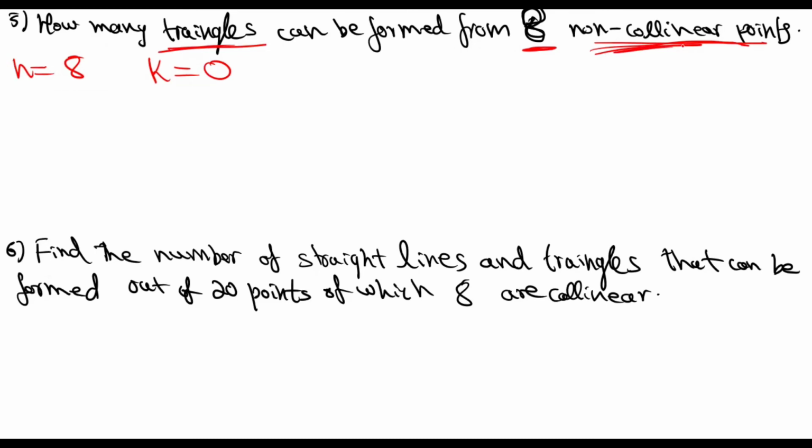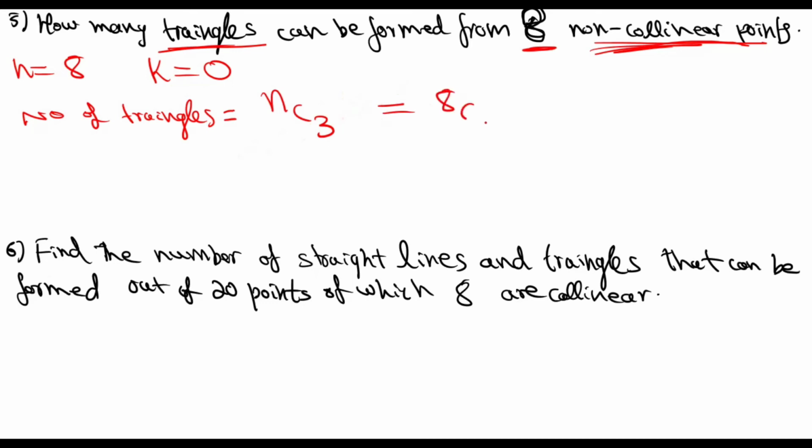Points are non-collinear. There are no collinear points. Okay, again see, number of triangles is equal to, write the formula. Your formula is only nC3. Okay, because since there are no collinear points, here no need to write kC3. So your number of triangles is equal to nC3.